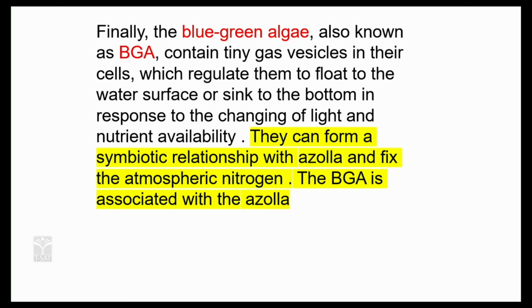Finally, the blue-green algae known as BGA contains tiny gas vacuoles in their cells, which regulate them to float on the water surface or sink to the bottom in response to changing light and nutrient availability. They can form a symbiotic relationship with azolla and fix the atmospheric nitrogen. The BGA is associated with the azolla. So the blue-green algae is in association with azolla for fixing the atmospheric nitrogen.